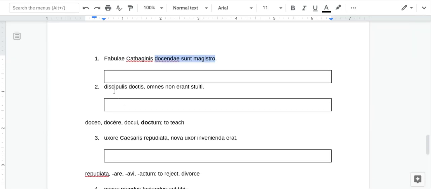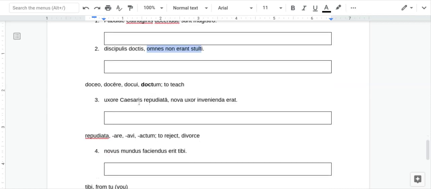Number 2, ablative absolute. You can see the ablative endings, -is, with the students having been taught. Everyone was not foolish or stupid. With the students having been taught, everyone was not foolish. There's no passive periphrastic here. It's just a regular main sentence. Everyone around was not foolish.